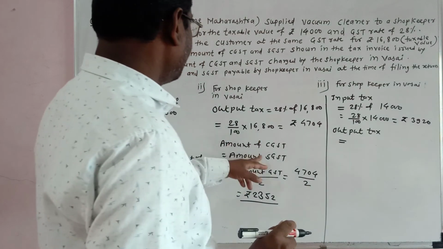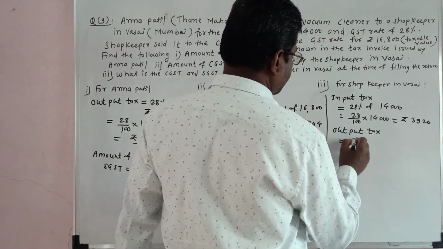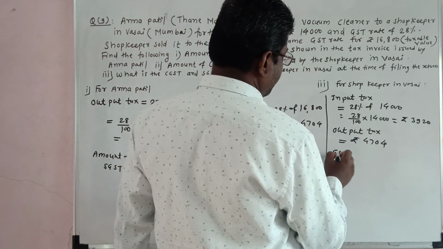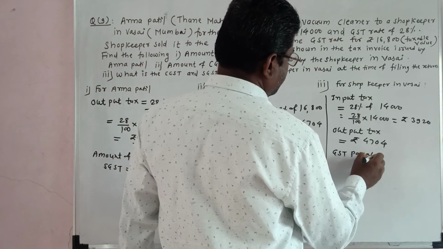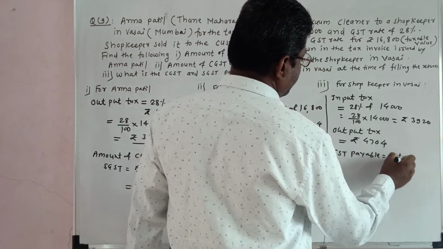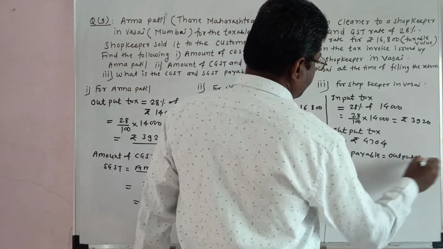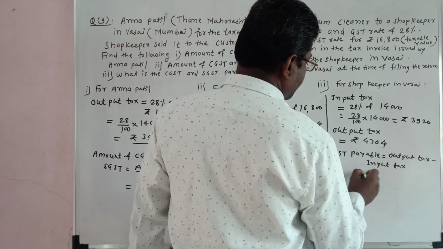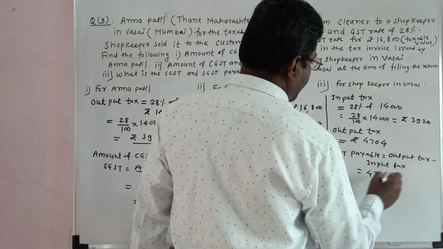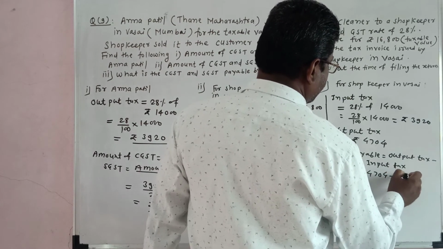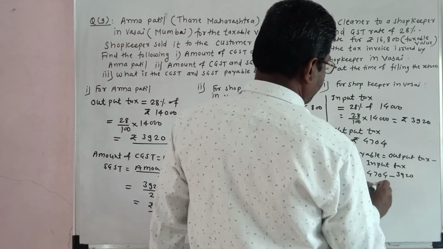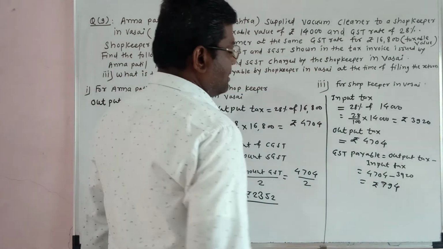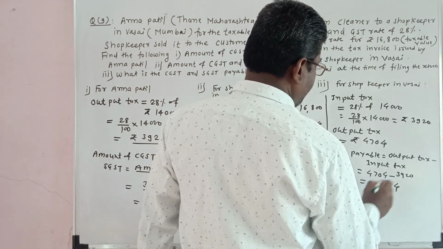Here we have rupees 4704. Now GST payable is equal to output tax minus input tax, which is equal to 4704 minus 3920. That will be rupees 784. That will be rupees 784.